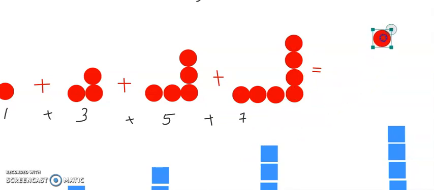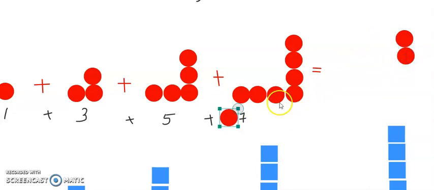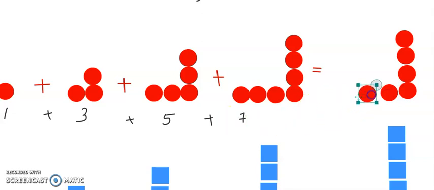Okay, so I'm putting my 7. 1. Let me put it a little bit far away. 2, 3, 4, 5, 6, 7. Right, it's not coming out perfect, but I try to make it perfect.